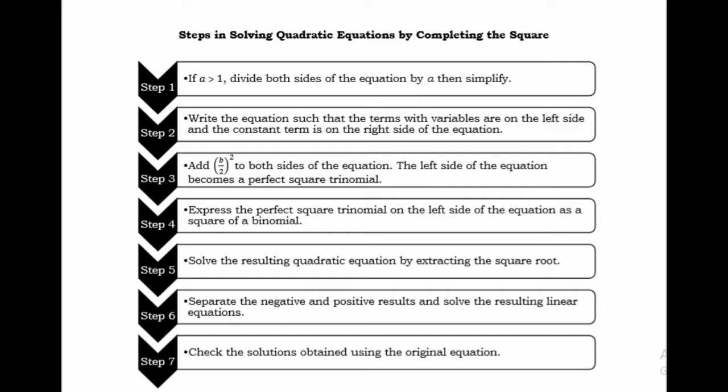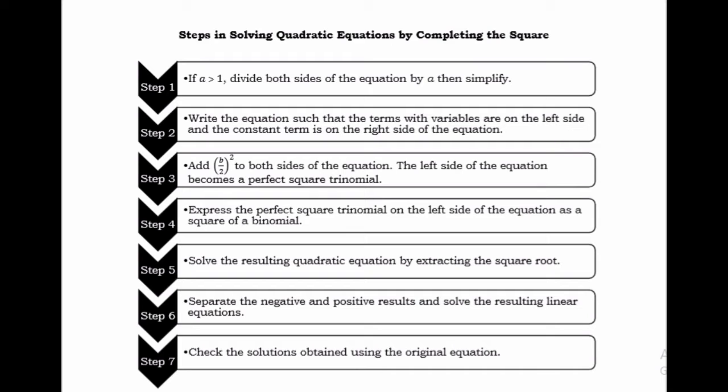Step 1. If a is greater than 1, divide both sides of the equation by a, then simplify. Step 2. Write the equation such that the terms with variables are on the left side and the constant term on the right side of the equation. Step 3. Add (b over 2) squared to both sides of the equation. The left side of the equation becomes a perfect square trinomial. Step 4. Express the perfect square trinomial on the left side of the equation as a square of a binomial.